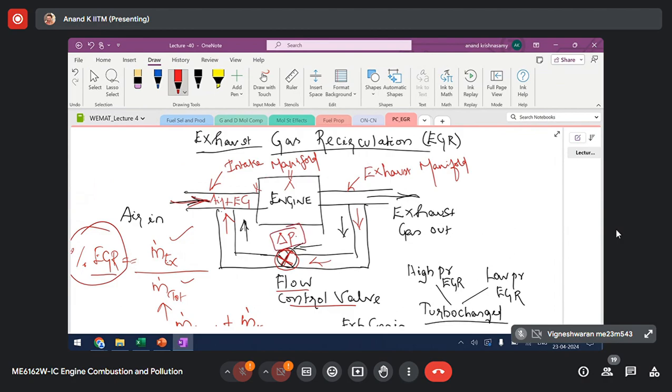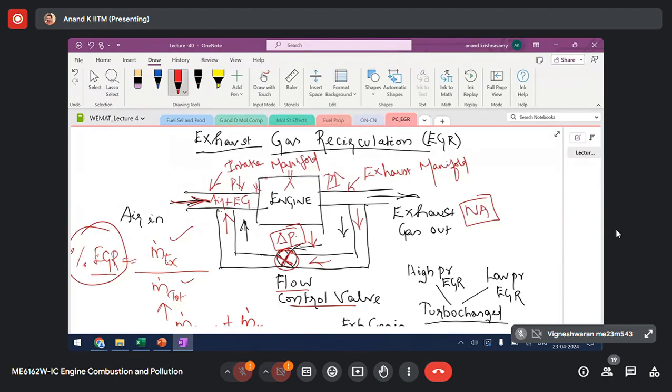So you need to have a pressure gradient, meaning you need to have a high pressure here and a low pressure here. This is what I mean by gradient. If there is a gradient available, then the flow happens naturally. In a naturally aspirated engine, sometimes you may have a very low pressure, especially at low load and low speed condition. The pressure in the exhaust line will be considerably less. If the pressure in the exhaust line is considerably less, then the delta P will be less. If delta P is less, the flow rate of exhaust to the intake will be reduced.